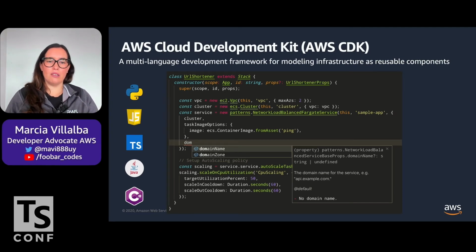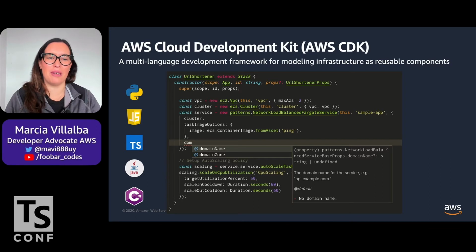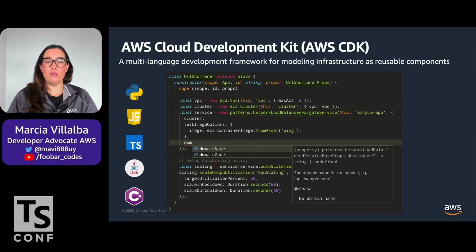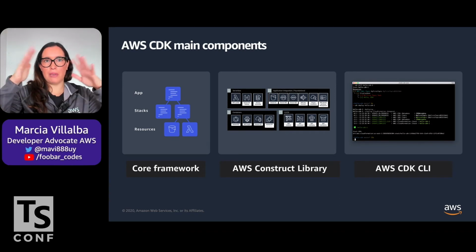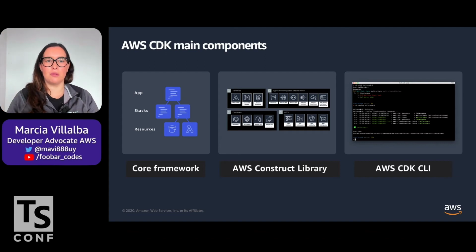So basically, you can use any language to develop in CDK. The ones that are available are Python, JavaScript, TypeScript, Java, and C# and more are coming in the pipeline. And you use all these basic functionalities from the language, so you don't need to learn something new from scratch. And it comes with multiple components. The first one is the core framework, where we have the application at the top level. In this case, we are talking about a TypeScript application, for example.